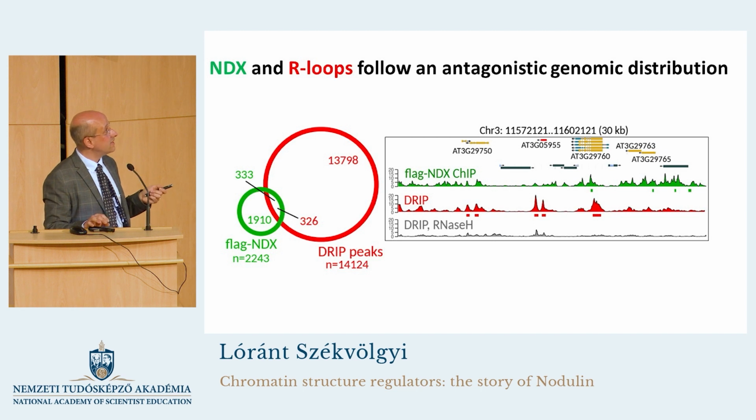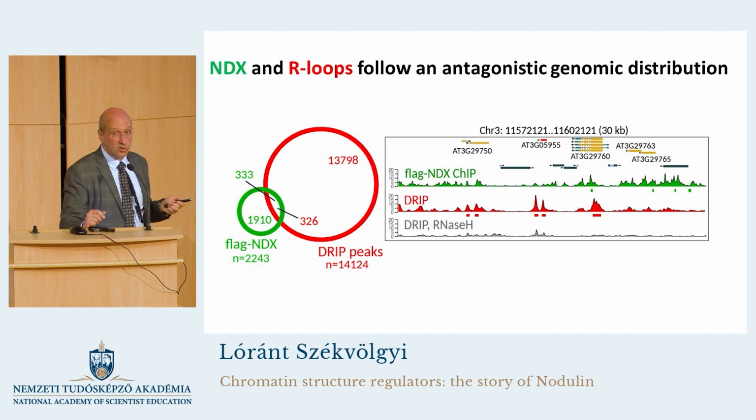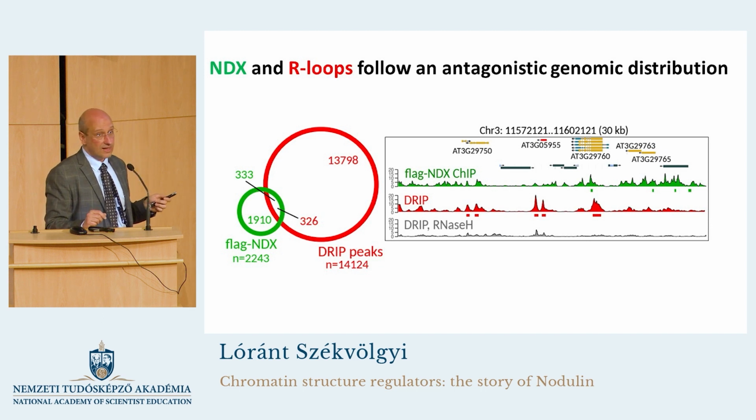On the right-hand side, you see a genome browser cartoon. So these represent the physical map of the genes. The green signal is the enrichment of the NDX protein over the chromosome. So you see some peaks here. The red one is the R loop map, and there is little overlap between the two.